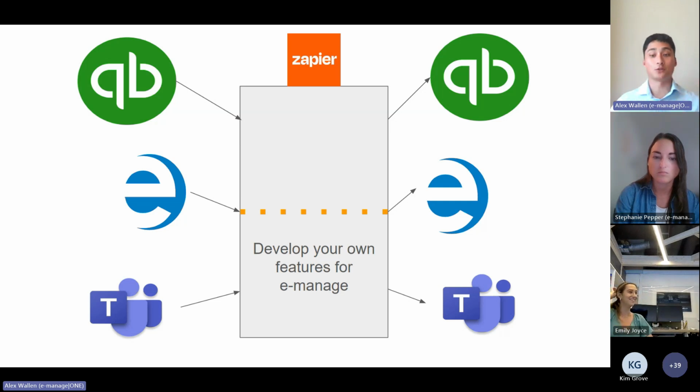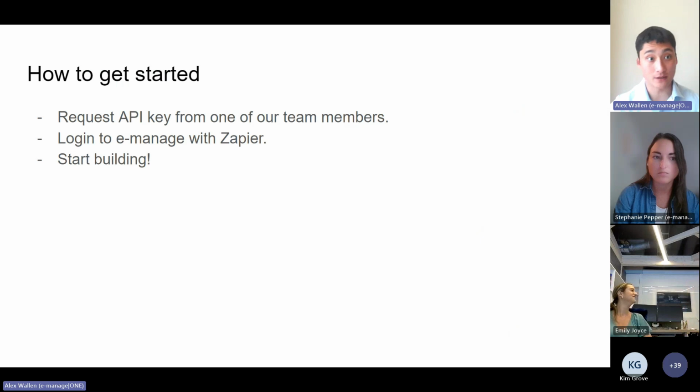So you don't even need to go through us anymore. If you want a new feature, if you just want to prototype your own features with eManage, you can use Zapier to do that. No programming experience required.